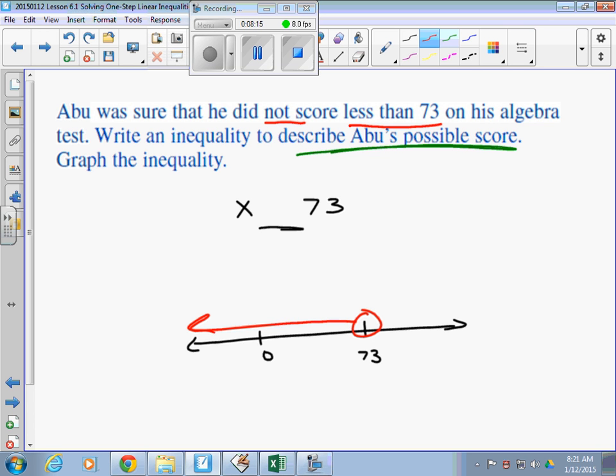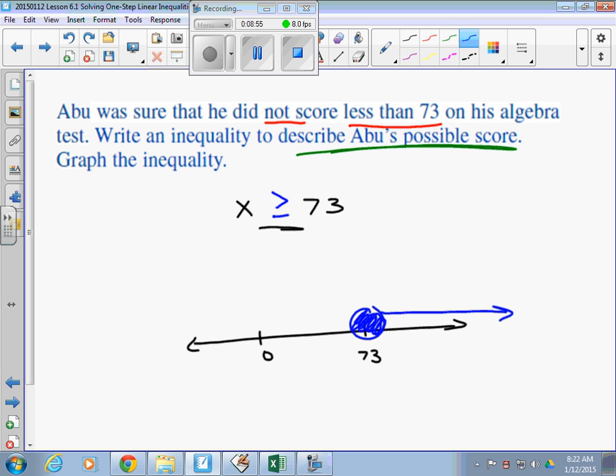Okay. What I have underlined up there, the second part, said write an inequality to describe his possible score. What would his score have been? It would have been at least 73. So it would have been 73 or everything greater. Could he have scored 73 according to the directions? Yes. So how would we represent the number 73 too? Or also? "Or equal to." And so it would look like this. X is greater than or equal to 73. And in a graph, it would look like this.